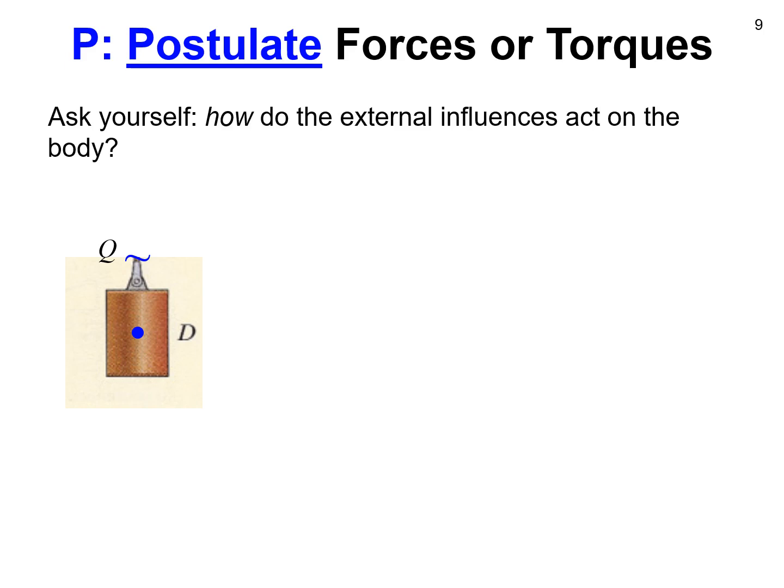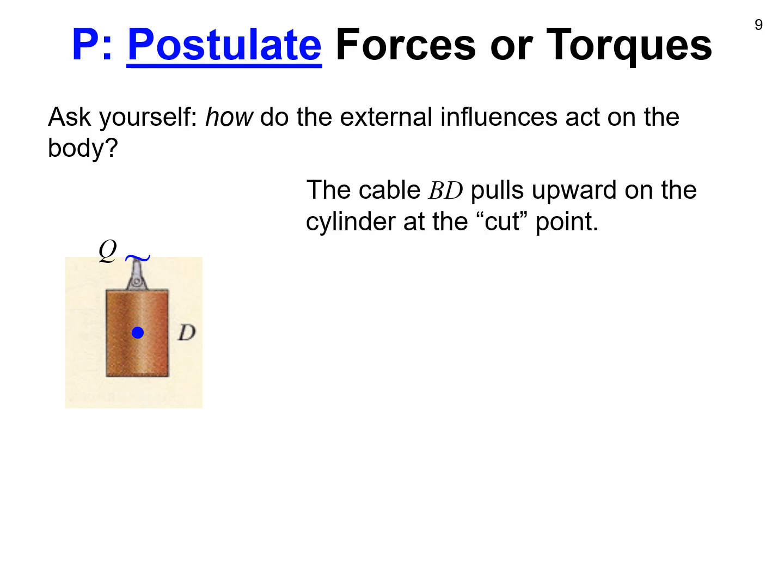how do these external influences act on the body? And we already discussed that point Q was acting the cable that is really known to be touching the top of that cylinder. So we could say that the cable BD is pulling upward. And I think it's clear that the cable can pull and it cannot push.